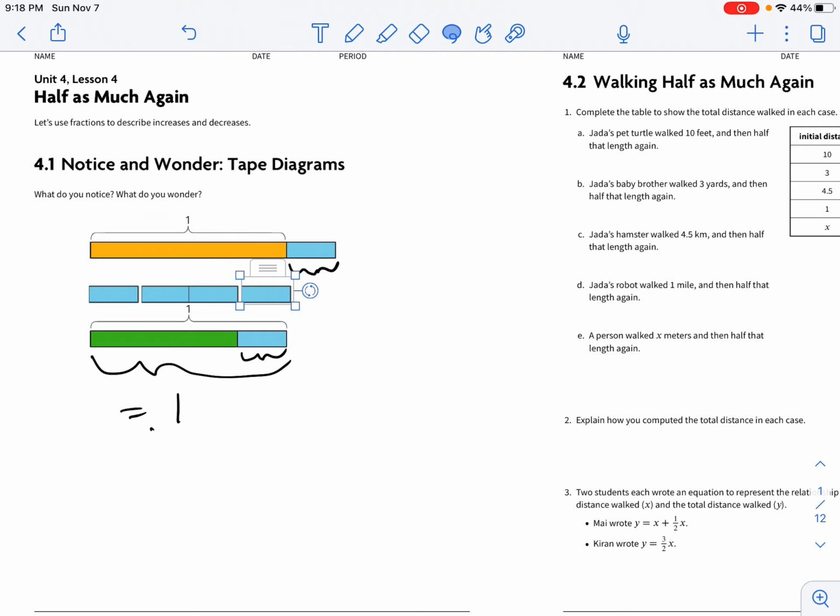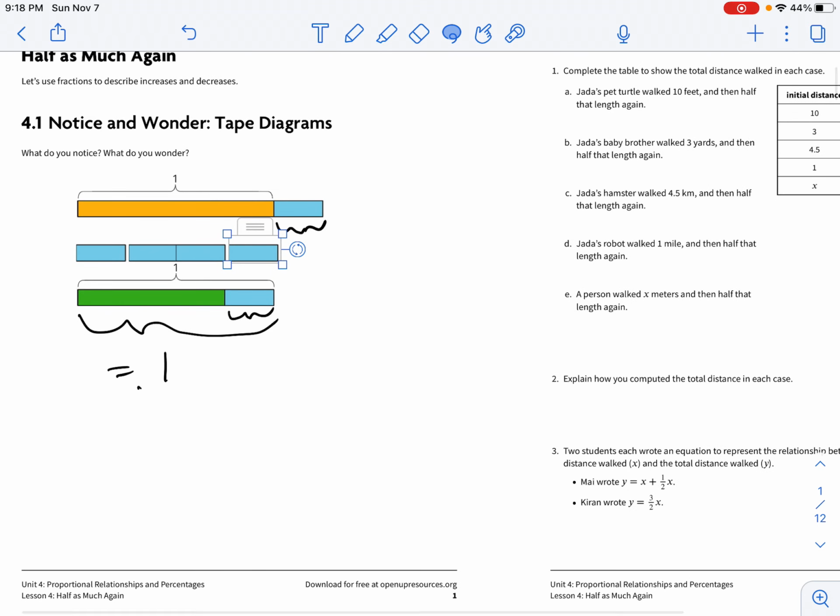it looks like this one is about 3/4 of the original, and this one is 2/4 or 1/2 more than the bottom one. Nope, that's not right. Yeah, 2/4, so half of the whole bottom one. Okay, so those are the things that I noticed.